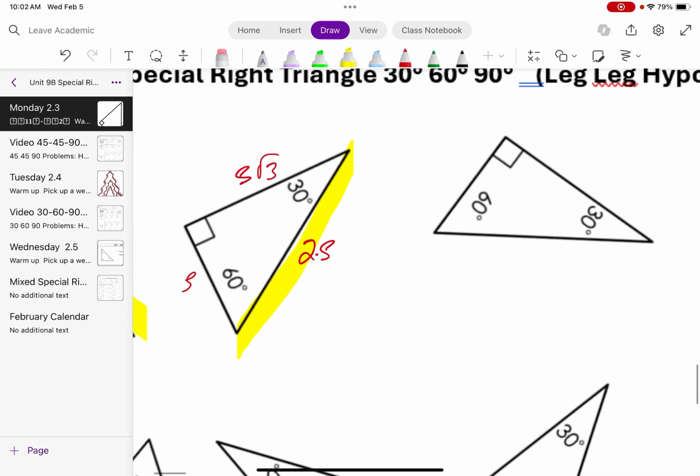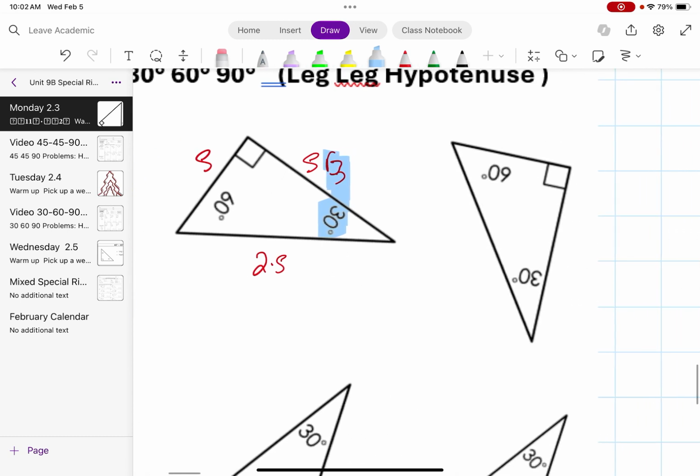As you start going through it, you got your 2 times S, square root of 3. Another way to remember this is that, see this 3 right here? It's close to the 30. So as long as you have it close to the 30, then you should be pretty good with it. Another little tidbit for you to use. So you got S square root of 3. There's the 30 right there. And then you have 2S.